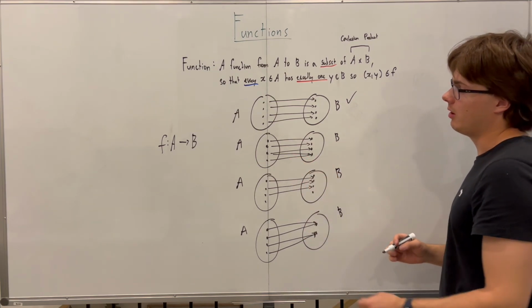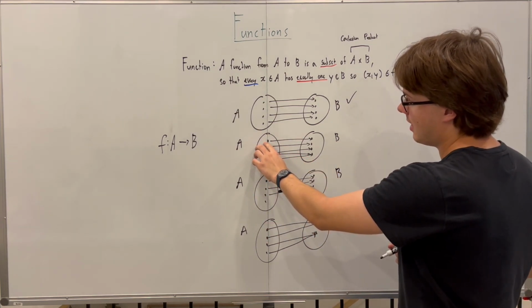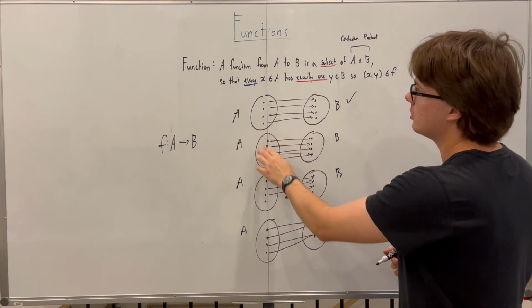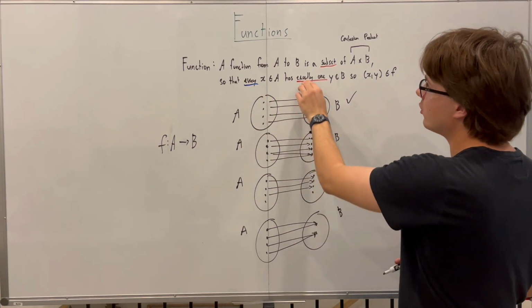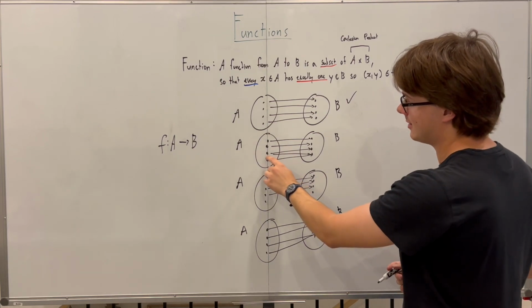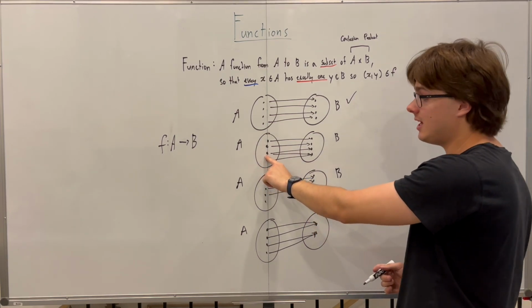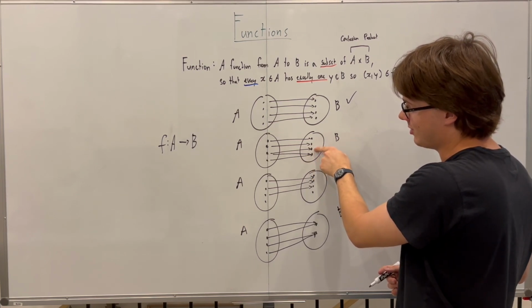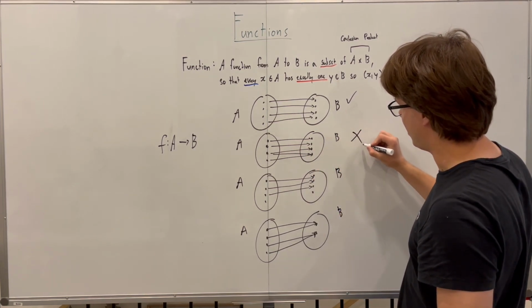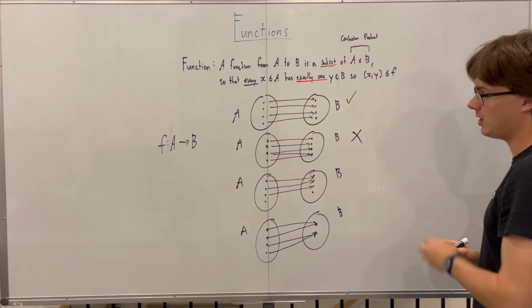What about this one? Well, this one we notice that every element in A does in fact go to B, so we meet the blue criteria very well. However, we do not meet the red criteria because notice this element here has two elements in B that it goes to. It goes to this one and this one. So this is not a function because it breaks this rule here.